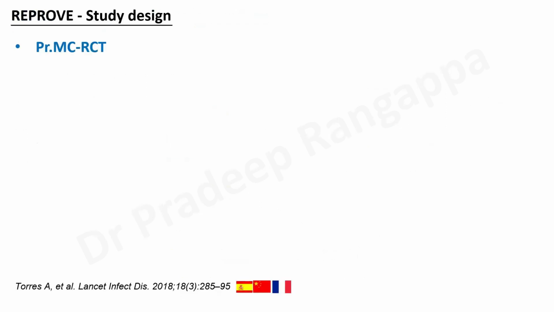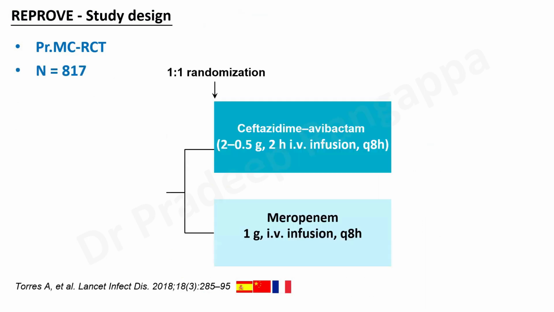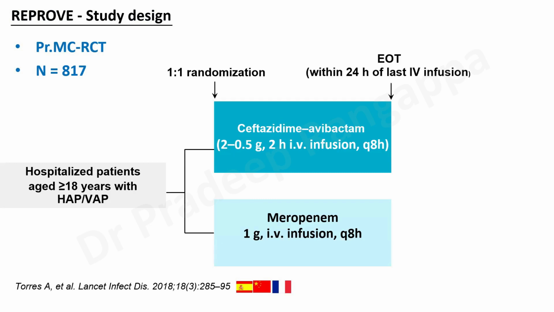Then there was another study which came called the REPROVE study. This came from the French group and the Spanish group. Again, a prospective multicentric randomized controlled trial. Much larger group of patients, 817 patients. Again, the same dose, but this was compared directly with meropenem, 1 gram 8-hourly. And this was mainly used for hospital-acquired pneumonia or ventilator-associated pneumonia.